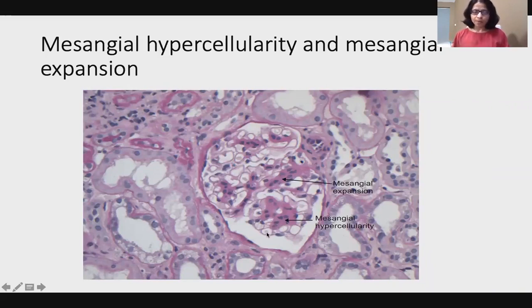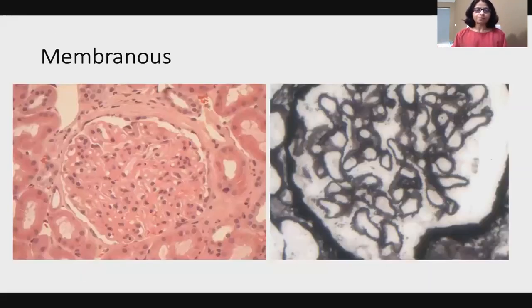But the capillary loops look patent, look normal, and don't show too many cells within the lumen inside them. So that's your mesangial-proliferative pattern. The other pattern is your membranous pattern. Now this tends to spare the mesangium in most cases unless it's very advanced, and tends to involve just the capillary loop basement membrane. This basement membrane tends to become thickened. So it's no longer delicate and tends to stand out and looks rigid.